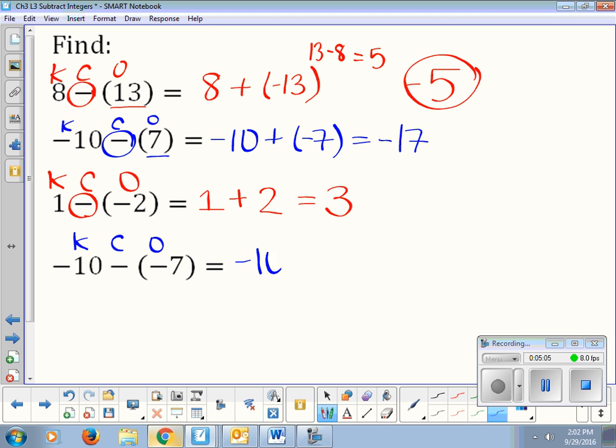And for the last example, we are going to KCO, since we're subtracting. Keep our first number as negative 10. Change our minus sign to plus. And what's the opposite of negative 7? Positive 7. Same signs or different signs? Different. One positive, one negative. So we're going to subtract. What's 10 minus 7? 3. Keep the sign of our bigger number, which is negative. So we get negative 3.